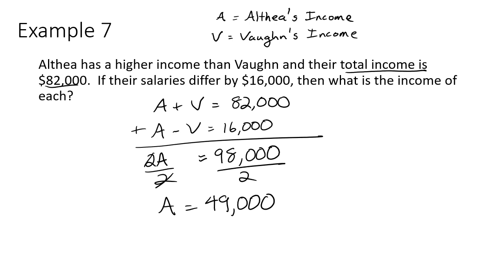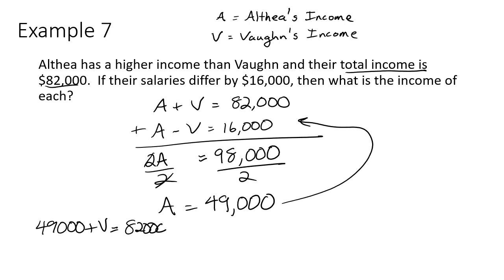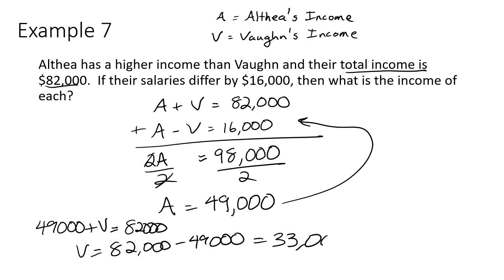Now in order to solve for Vaughn's income, you just plug that back into either one of the original relationships. Maybe we plug it into the top one. A plus V is 82,000. So 49,000 plus V is equal to 82,000. So if we just subtract 49,000 from both sides, we would get 33,000. So now we can answer the question.